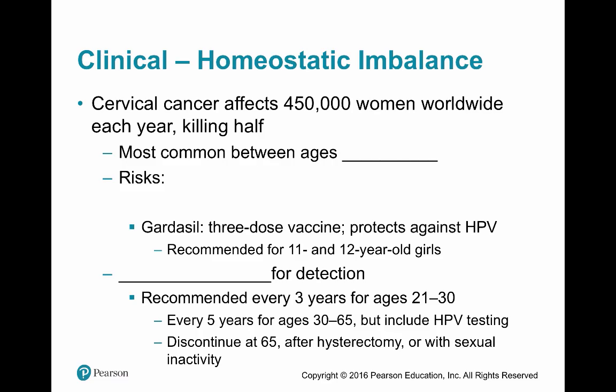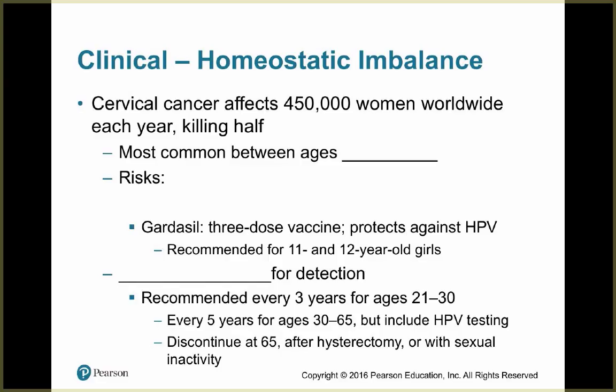Now, there are homeostatic imbalances for the uterus. And a big one is cervical cancer. It affects about 450,000 women worldwide each year, killing half. It's most common between the ages of 30 and 50.